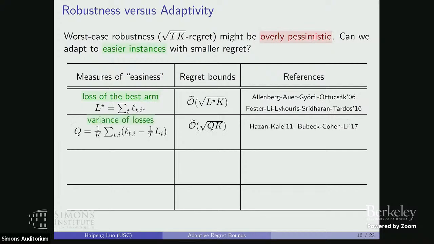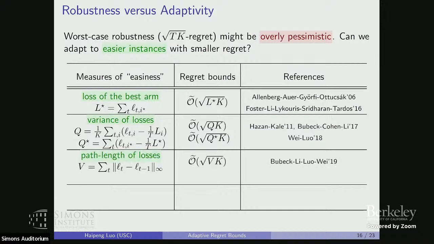Okay, and instead of looking at just the cumulative losses, you can also look at other quantities such as the variance. So this is just the average variance of all the arms. I'm using Li to denote the cumulative loss of arm i, so that this second term is just the mean. So you can get something like this. Again, Q in the worst case is T. So in the worst case, you're not getting anything. But hopefully, for many benign environments, Q is much better than T. And you can also get something even better that depends only on the variance of the best arm, not just the variance of all the arms. You can get root Q star K.